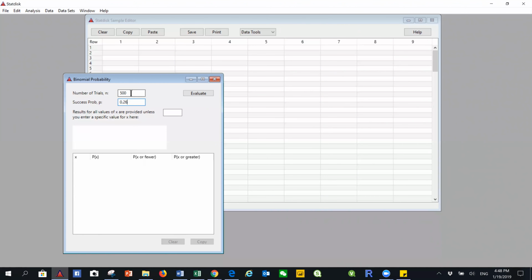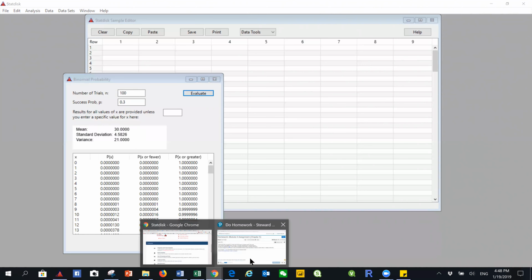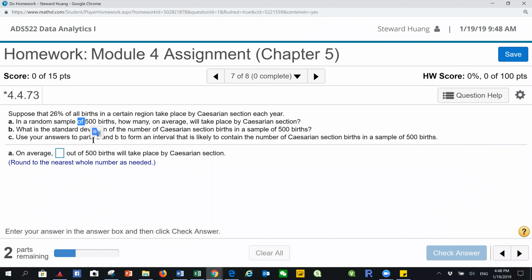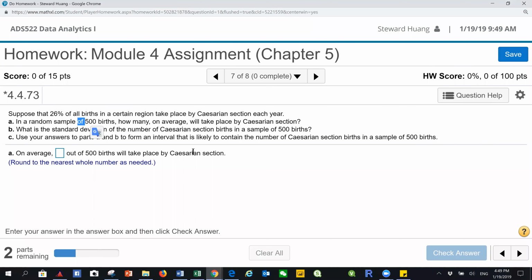Let me change it to 100 and 0.3, and you will see that its mean is 30. Okay, how do I get that? 100 times 0.3 is 30. The formula you saw in the slide. So the same thing, you will get it. And then the standard deviation right here is calculated. Okay, and so forth. Then you get it.